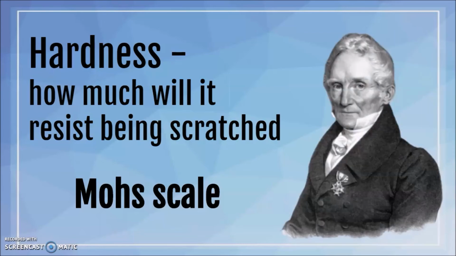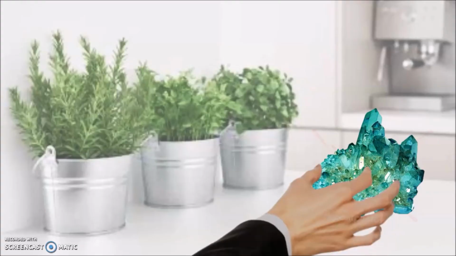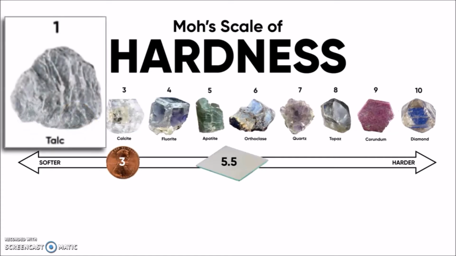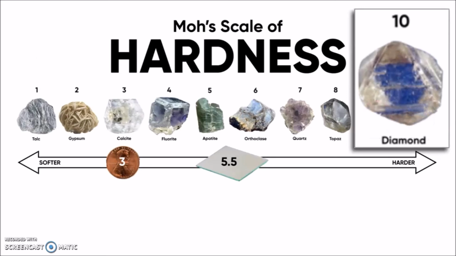This guy, Frederick Mohs, developed a scale which compares different minerals to each other, which ranks the minerals based on their hardness. The scale goes from 1 to 10, 1 being the softest and 10 being the hardest. At number 1, we have the softest mineral, called talc, which can be scratched by pretty much any other mineral. And on the other side, we have the mineral diamond, which will scratch any other mineral.